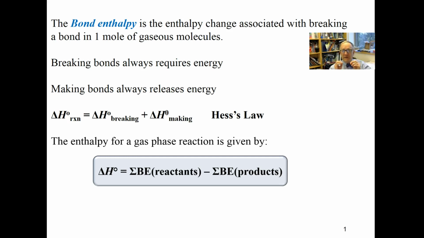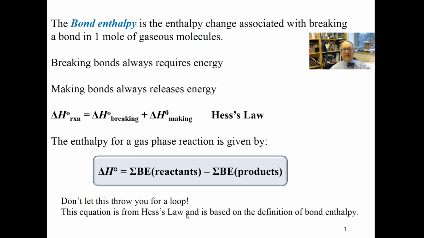And so to make this work out, making bonds is the reverse. It's negative. And so that's the way this reaction comes out to be. It's the summation of the bond energy of the reactants minus the summation of the bond energy of the products. It's all because we're using Hess's law and the way we define bond enthalpy. So make sure you've got your head wrapped around that, and don't let this equation lead you astray.